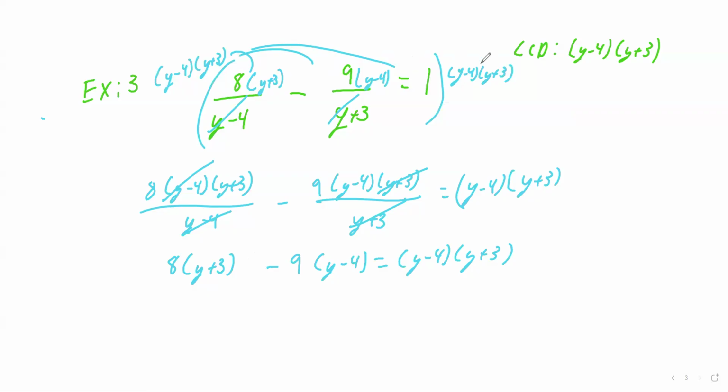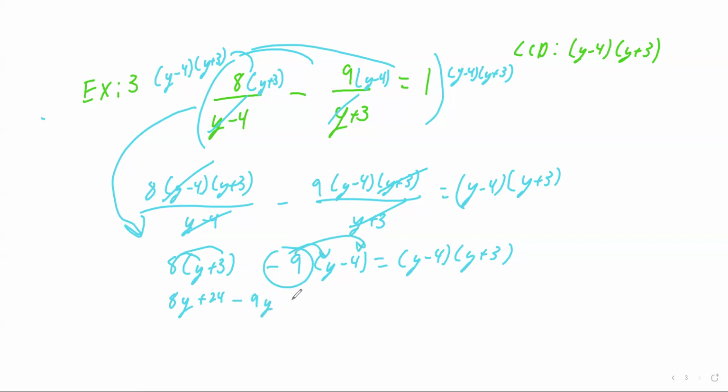So I need you to see that to save yourself a step here so that you can go from here to here. However, if you don't and you need to write it out, by all means, write it out. All right, so then from here, I now have a regular quadratic equation going on here. So I just got to get rid of the parentheses. So 8 times y is 8y. 8 times 3 is 24. Negative 9 times y would give you negative 9y.